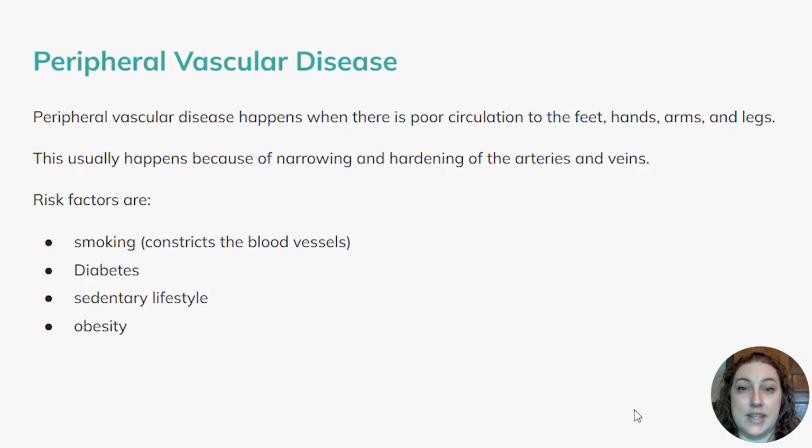Peripheral vascular disease happens when there's poor circulation to the feet, hands, arms, and legs. This usually happens because of narrowing and hardening of the arteries and veins. Some of the risk factors for peripheral vascular disease are smoking, which constricts or narrows the heart vessels, diabetes, a sedentary lifestyle, or when people don't get a lot of exercise, and obesity.